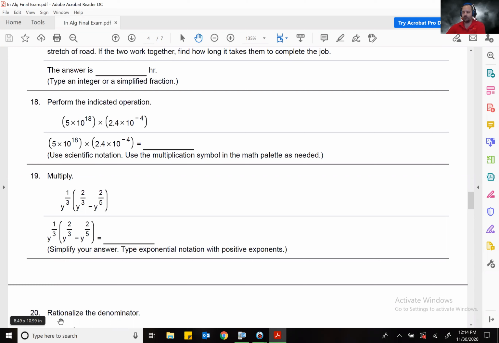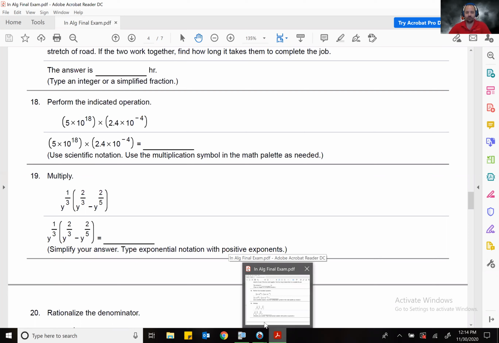What do they want us to do? Add the exponents, because all they want us to do is distribute. That's it. So you're just adding fractions. No biggie.